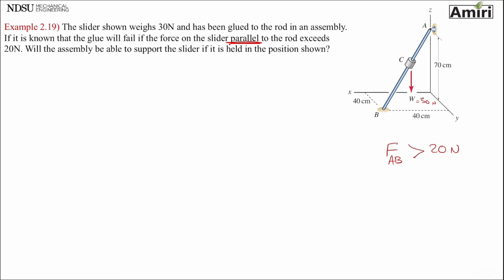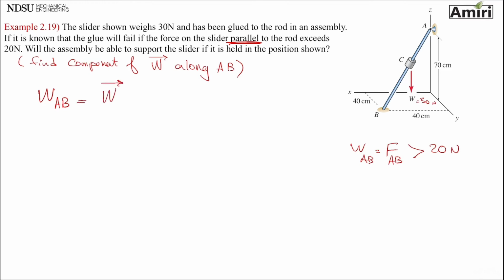So we have to find the component. In other words, find the projection or magnitude or component of W along AB. This problem could have been worded like this. This is exactly what it's asking us. So to find the projection of the component of weight, we have to use the dot product. We have to dot product the force by the unit vector of what?